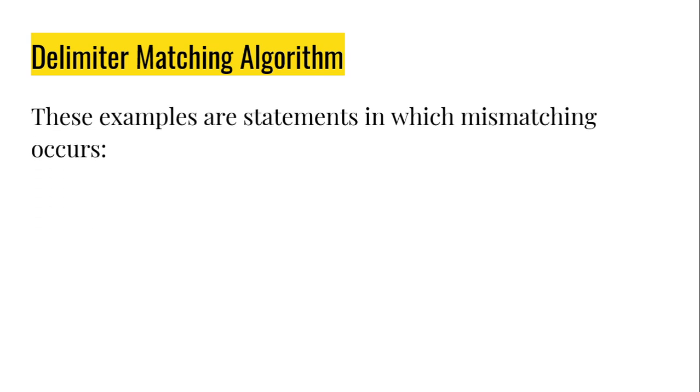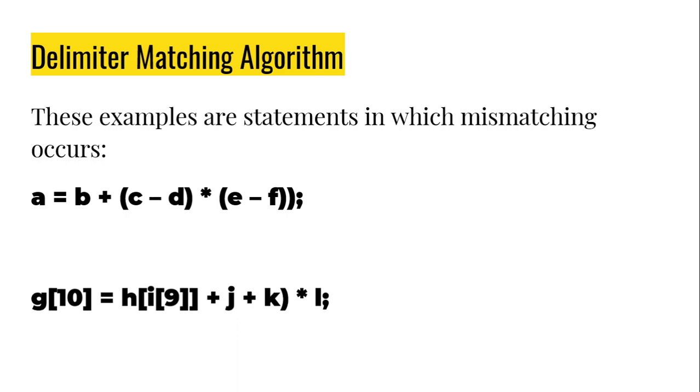So these are examples of statements that did not properly use delimiter matching, or where mismatching occurs. In this example, it's similar to our first example in our previous slide. But as you notice, at the end, there is a close parenthesis. So the compiler will expect that there is an open parenthesis that partners the exceeding close parenthesis. The last parenthesis here doesn't have a partner open parenthesis, so the compiler will issue an error.